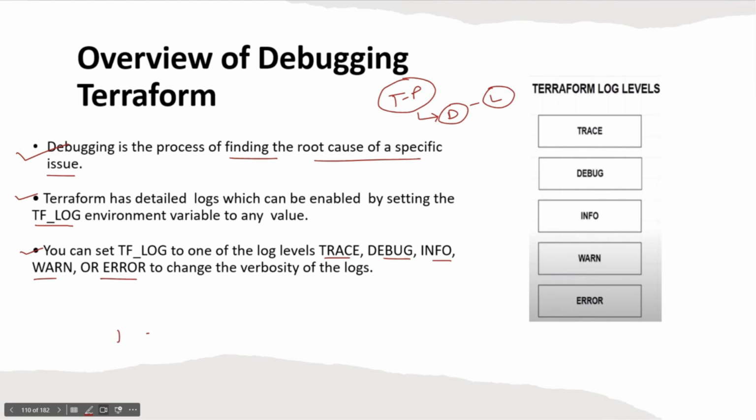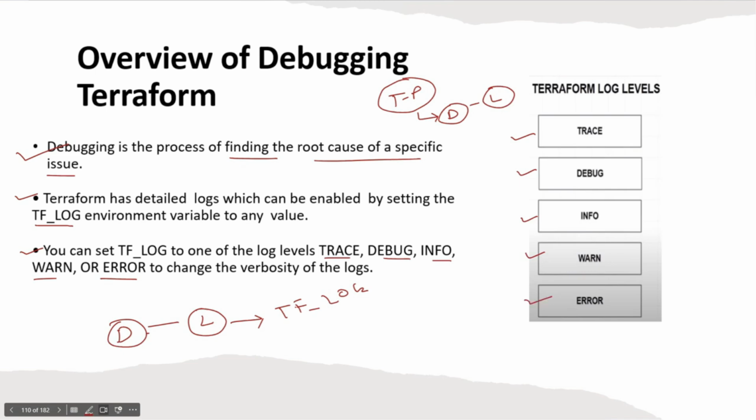As we have discussed, if we need to debug any issue in Terraform, we need logs. By default, the logs are not generated. To generate the logs, we have to set up an environment variable called TF_LOG. And we have options which are trace, debug, info, warning, and error.